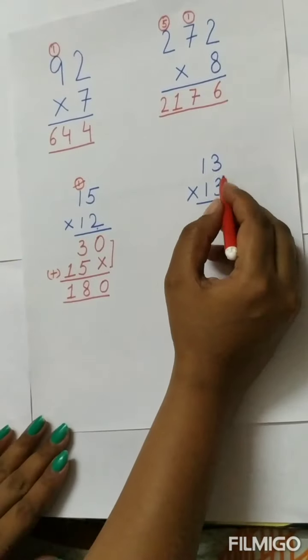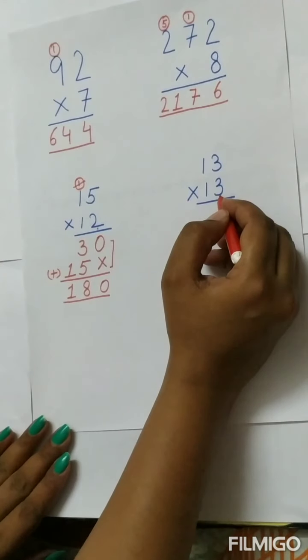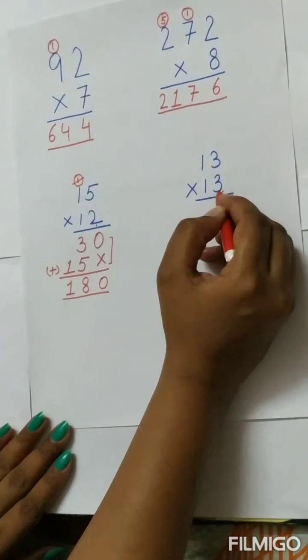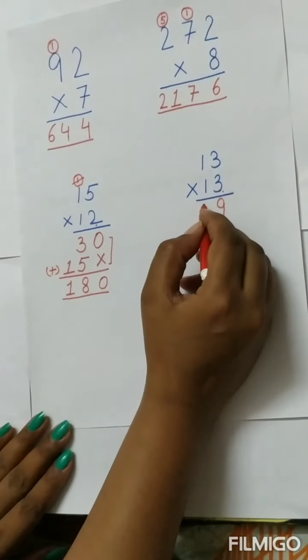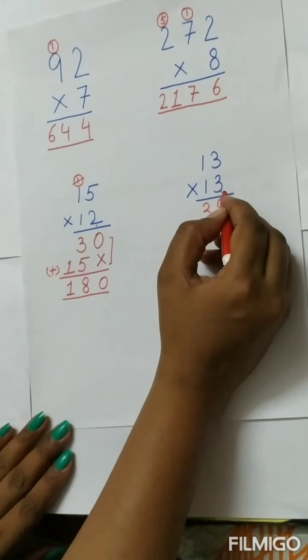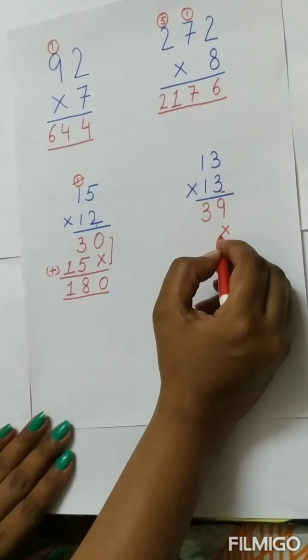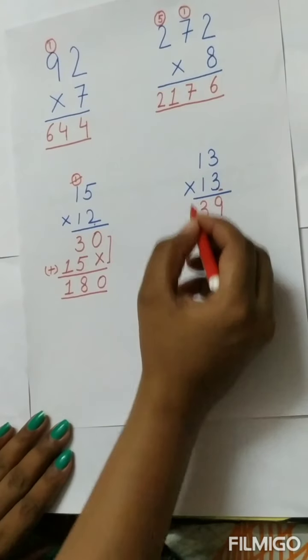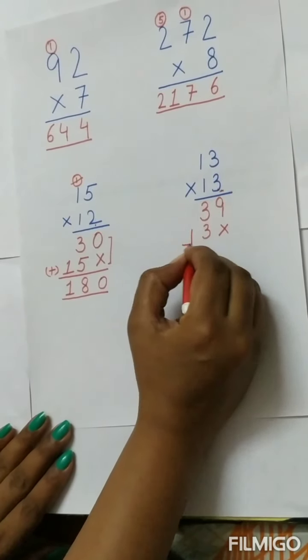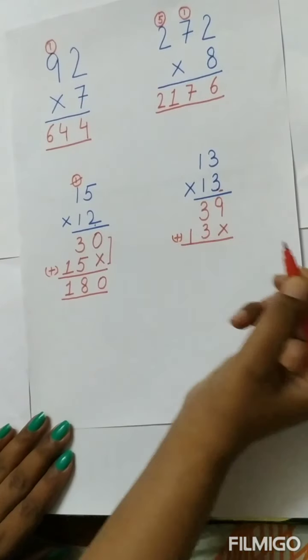Similarly, for 13 multiplied by 13, we will start from ones place. So 3 threes is 9 and 3 ones is 3. Our ones place step is over. So put a cross over ones place. Now 1 threes is 3 and 1 ones is 1. Okay. So let's add these two numbers.